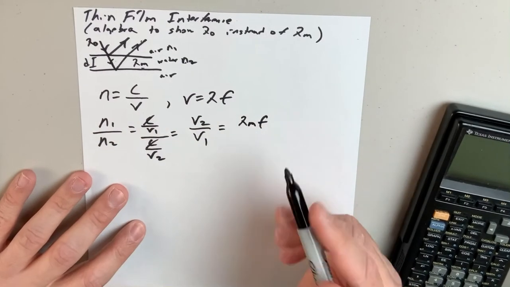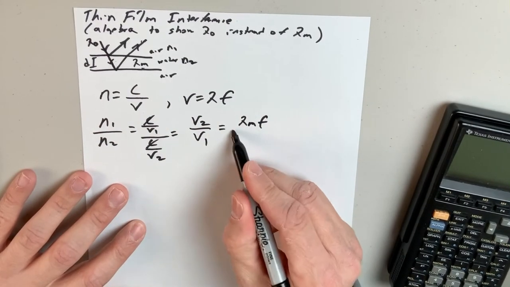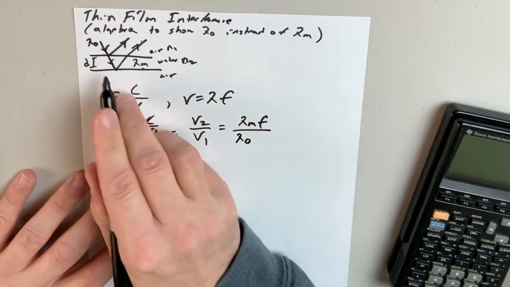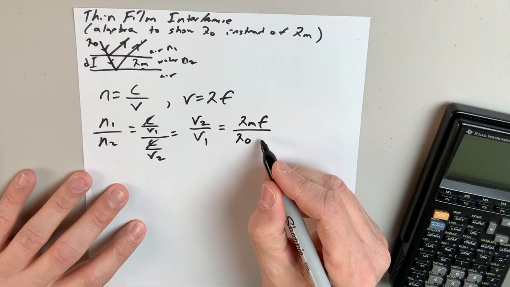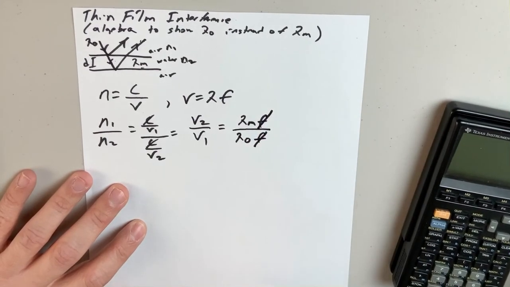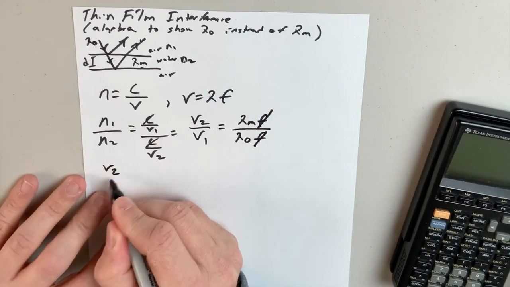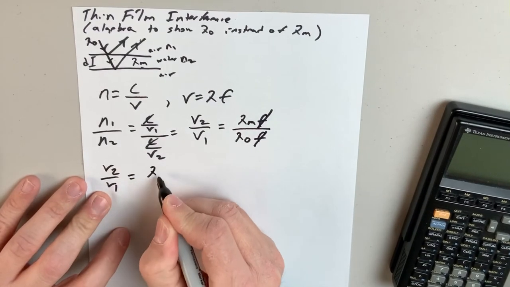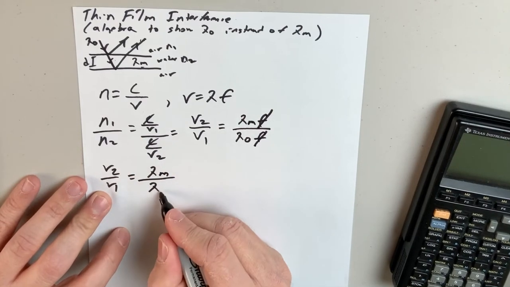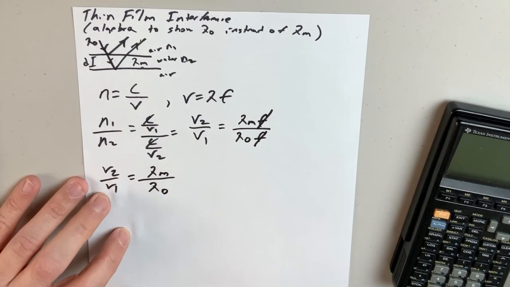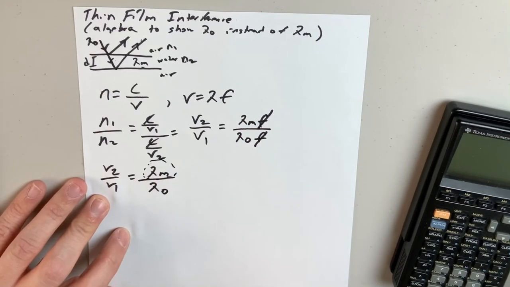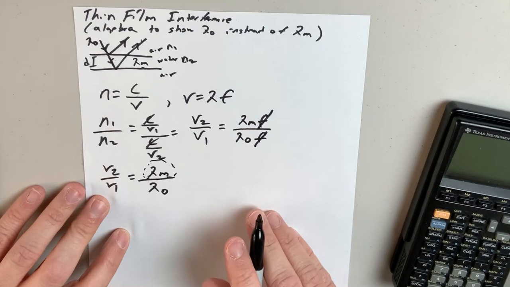So lambda equals V over f. Now for V1, this is in the air, so this will be the original wavelength times that frequency. So the frequencies will cancel out. I'm left with V2 over V1 equals the wavelength of the medium, like in the film, divided by the original wavelength. If I want to get rid of this in my equations for thin film interference, I'm going to solve for that.